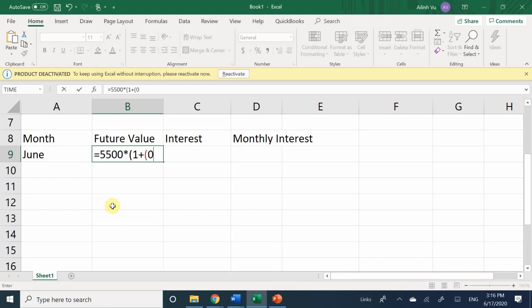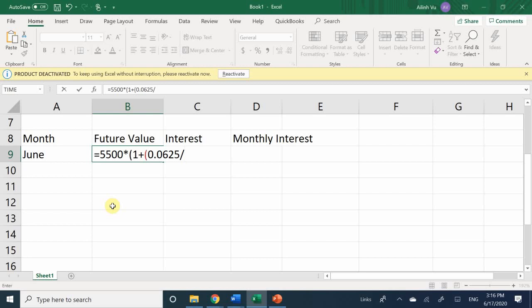Right. 0.0625. Where'd you get that? That's my rate. That's my interest rate. 6.25%, right. All right. What am I dividing it by?